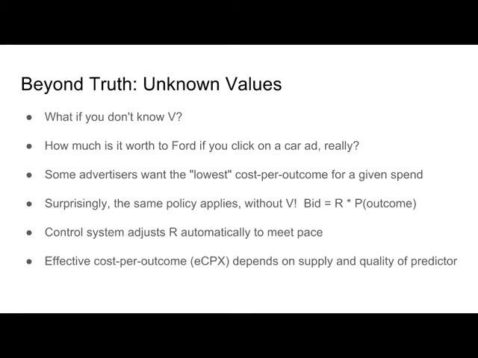And it also, again, depends on the quality of your predictor, right? If you're very, very good at sniping out the inventory where someone's going to click, you can actually get very, very low effective cost per outcome. And if you're just bidding at the noise floor of, well, people click roughly once every 1 or 2,000, so that's what I'm going to do, then you're essentially bidding just proportionally to what your budget is.